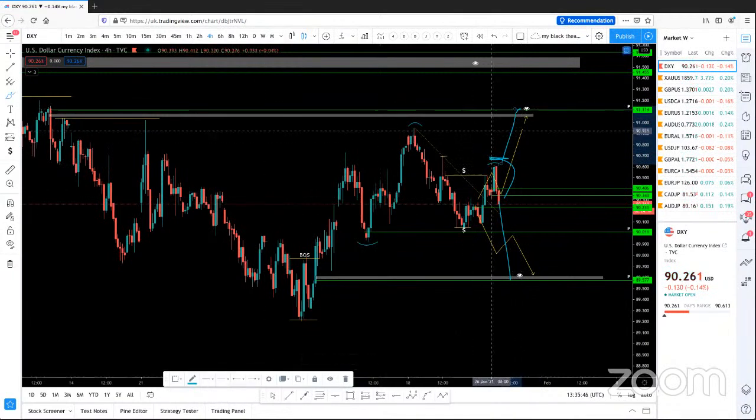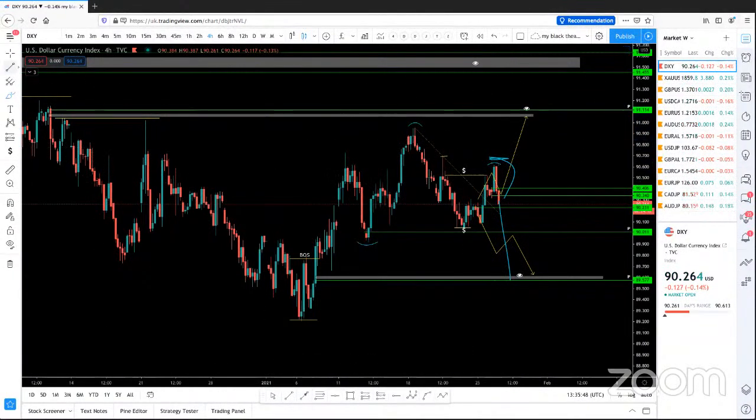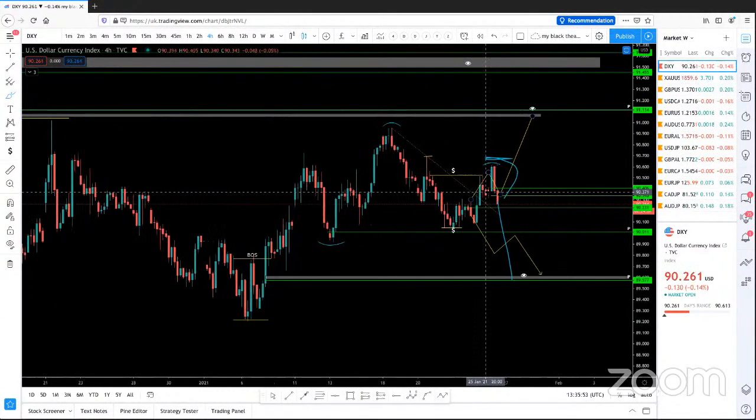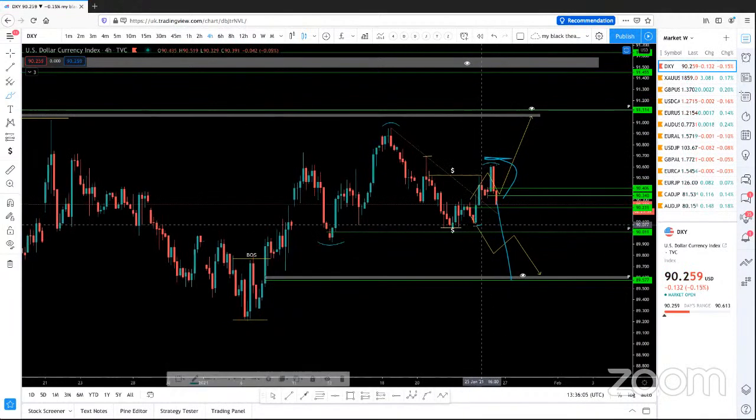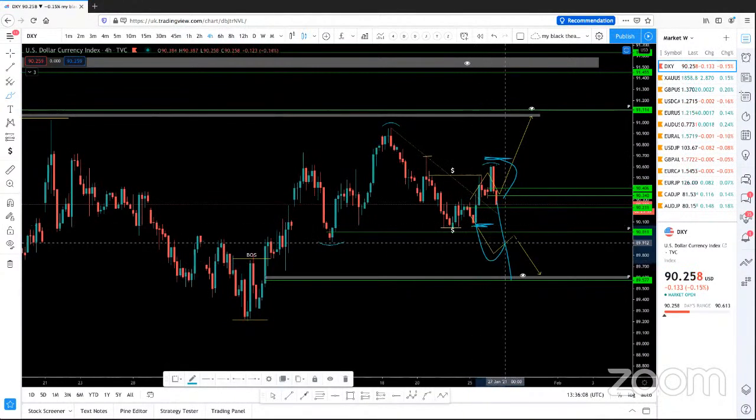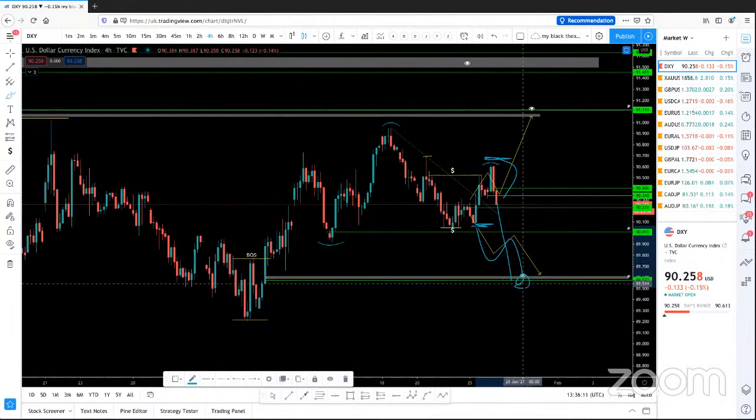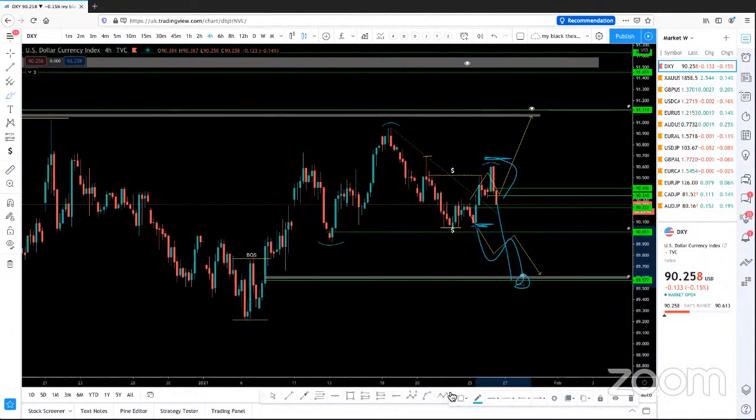One thing we need to understand here: I can see that DXY is struggling a bit to move higher. If the DXY moves higher, this is our next target. And if the DXY moves lower, if this low is taken, then we could anticipate this area. So this is the move I'm anticipating on the dollar index. Based on that, we could determine the other major pairs' moves.